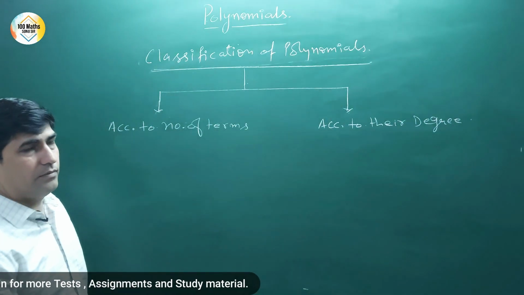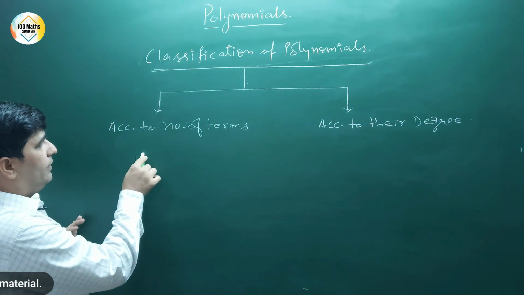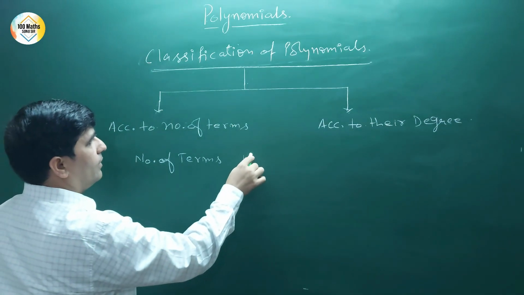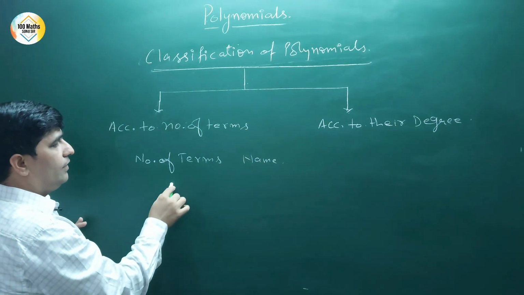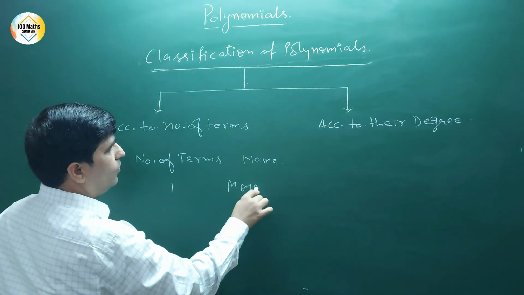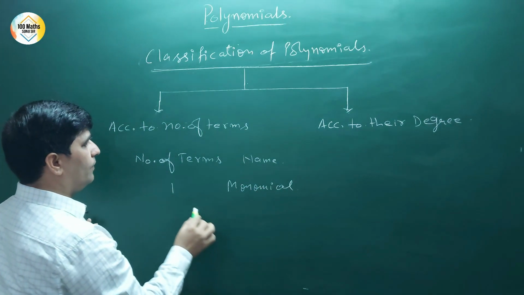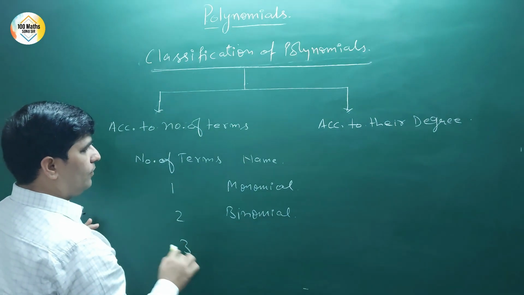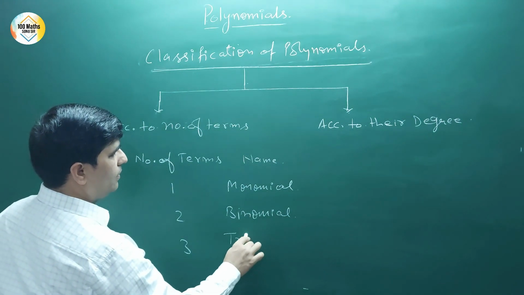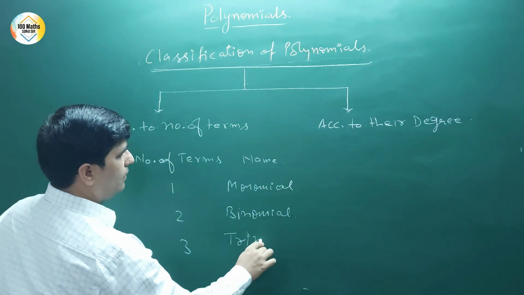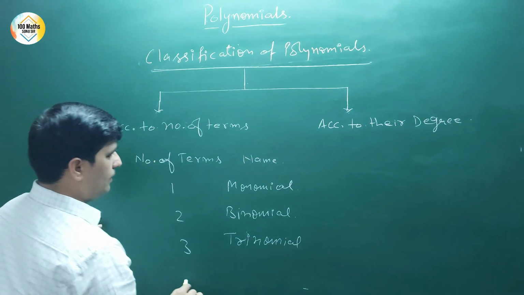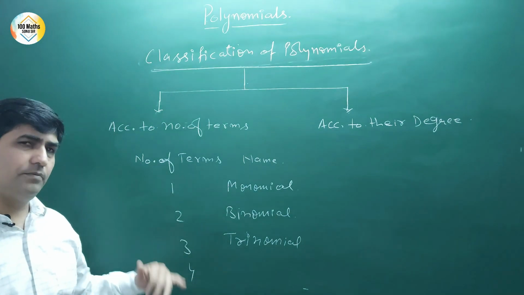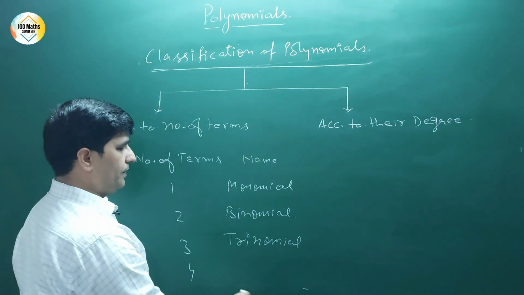So according to number of terms, if it has only one term, if I write number of terms here, right, number of terms, then what will be the name of that polynomial? If it has only one term then you know it is called monomial. If the number of terms are 2, it is called binomial. If the number of terms are 3, it is called trinomial. If the number of terms are 4, it is called a polynomial of 4 terms. 5, polynomial of 5 terms. This way we can speak, right?